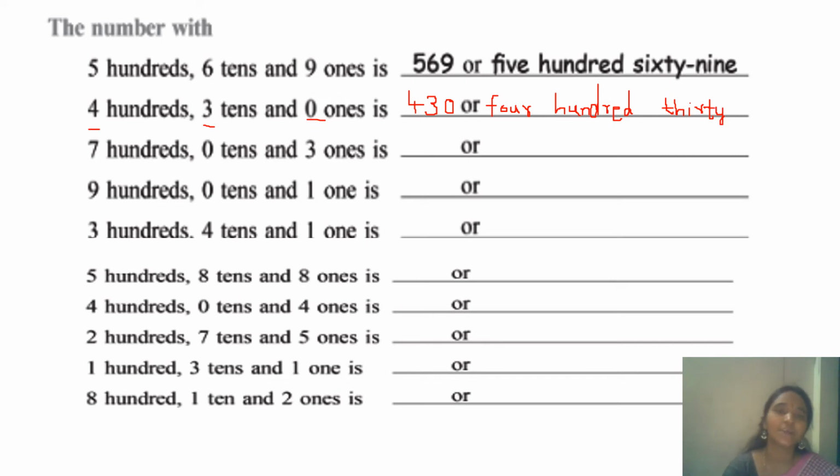Next, coming to the next one, 7 hundreds, 0 tens and 3 ones. How will you write? Under hundreds, how many hundreds are there? 7, no. So I am writing 7. How many tens? 0. So here 0. And after that, how many ones? 1. Okay, so I am writing 1 over here. Yes, can you read this number? It is 701.